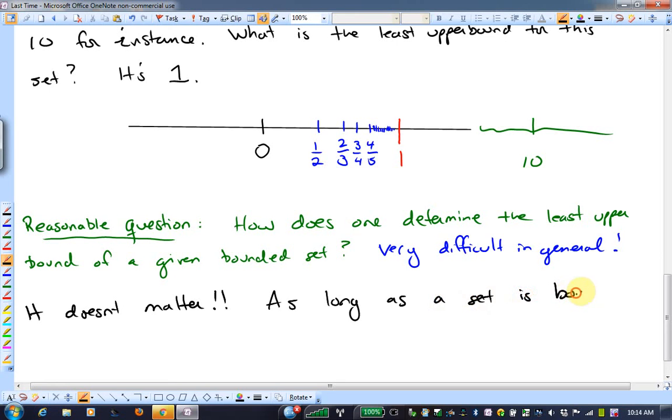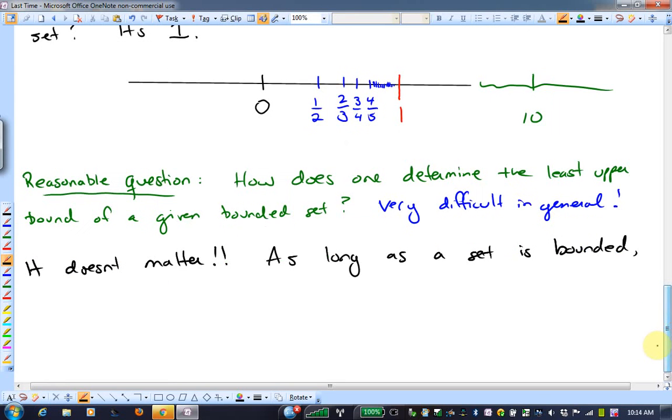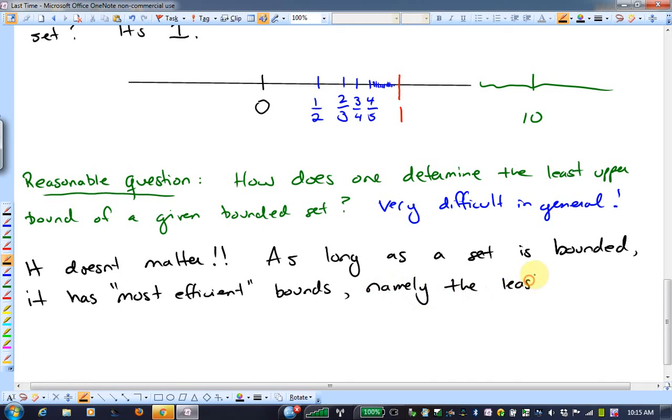So as long as a set is bounded, it has most efficient bounds, namely the least upper bound and the greatest lower bound. There's no need to find them.